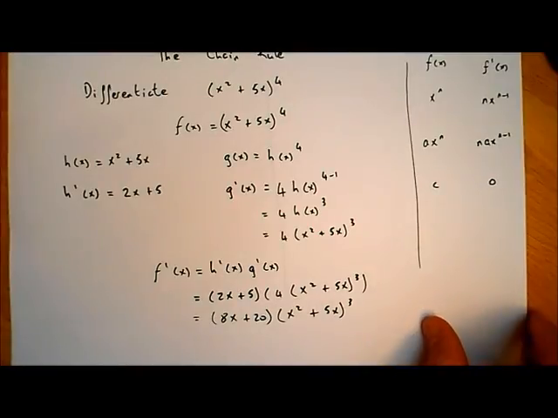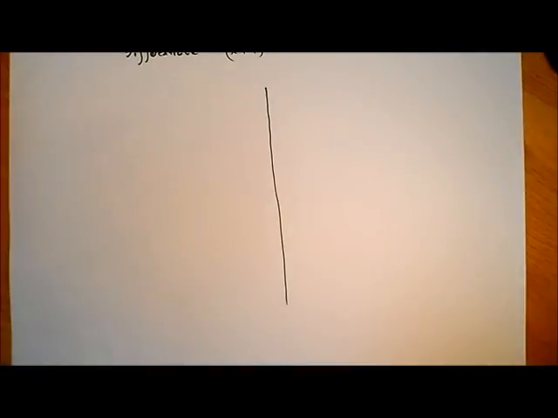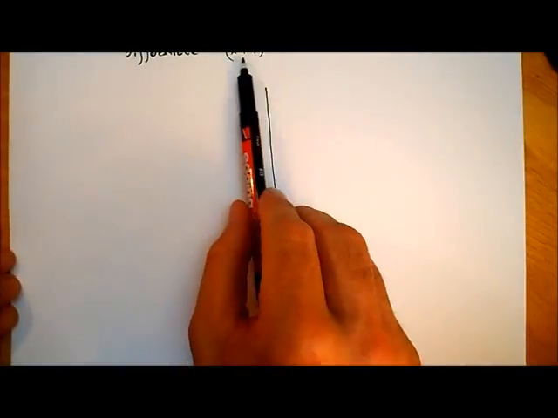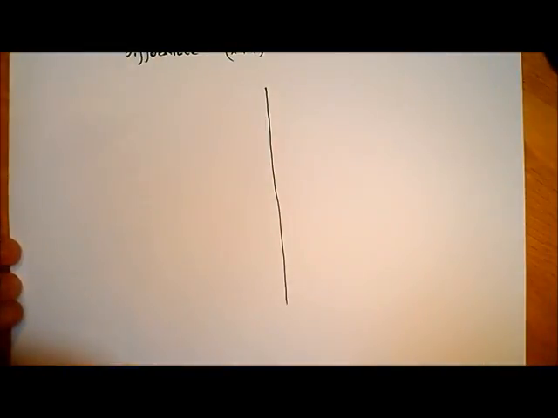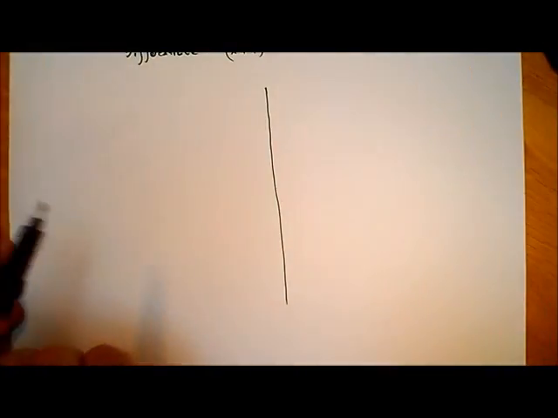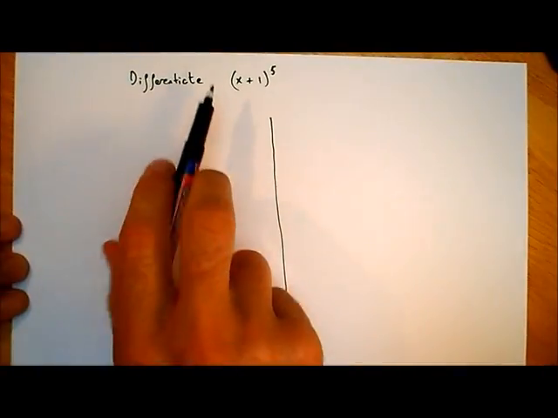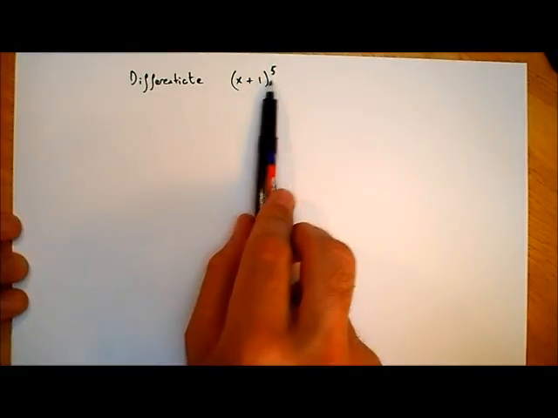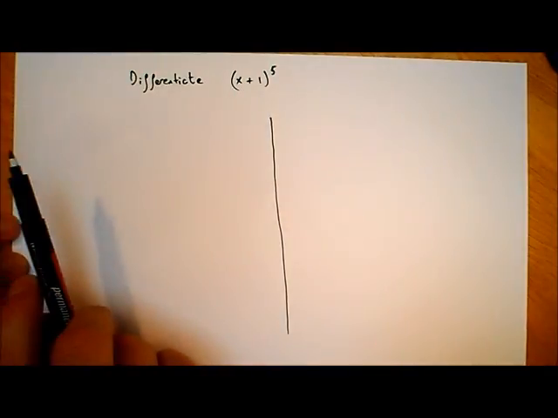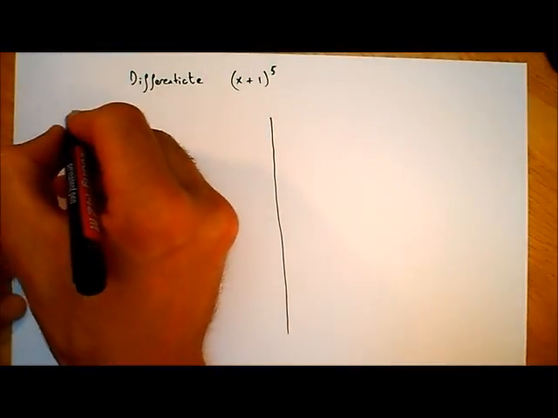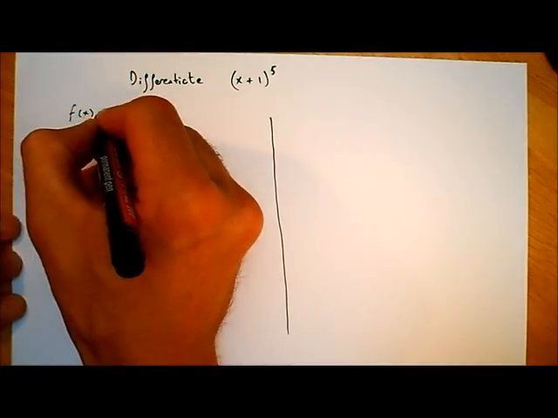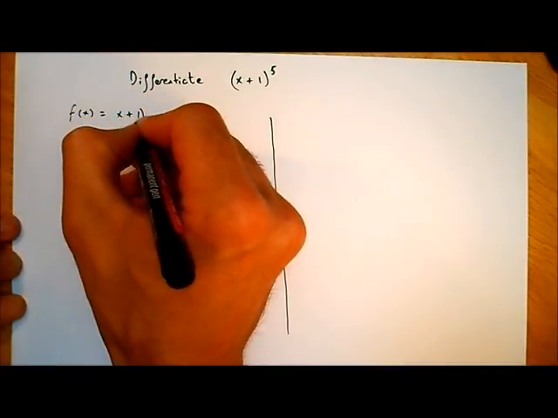So let's have a look at another example of that. Okay, so we're asked to differentiate x plus 1 all to the power of 5. So it's very similar to the previous question. So I have to differentiate x plus 1 all to the power of 5, which is very like the previous function. So I'm going to start off by writing f of x is equal to x plus 1 all to the power of 5.